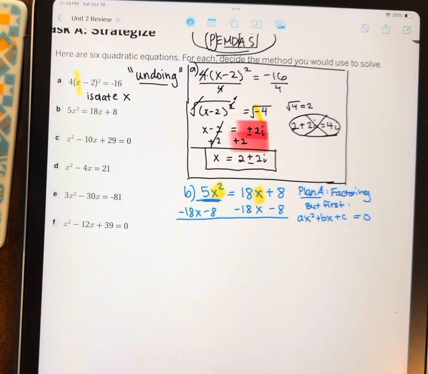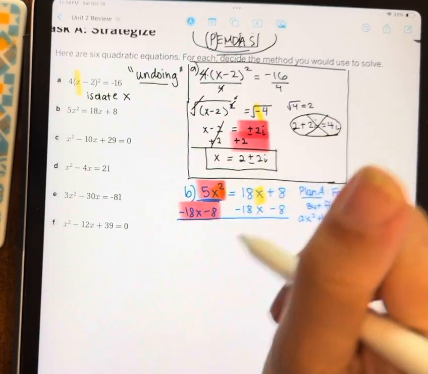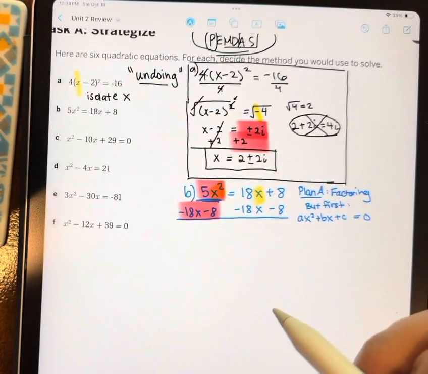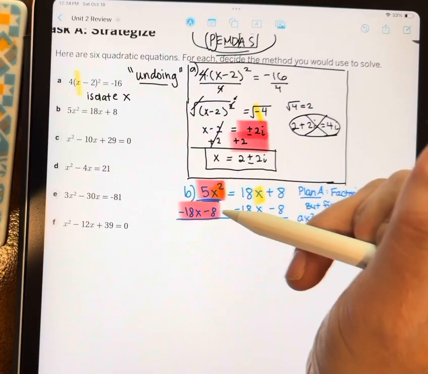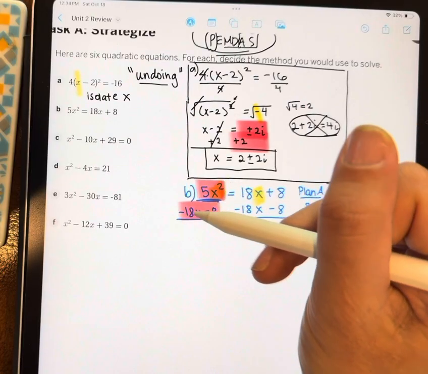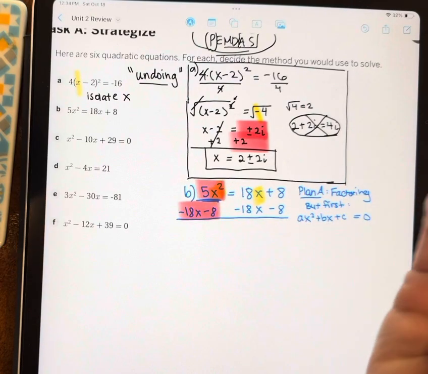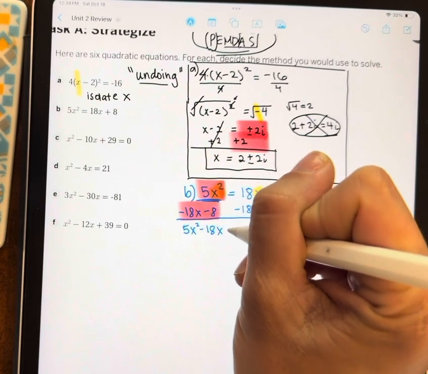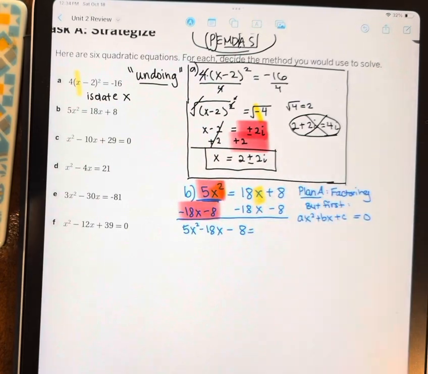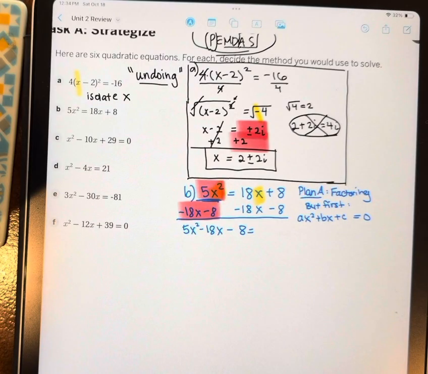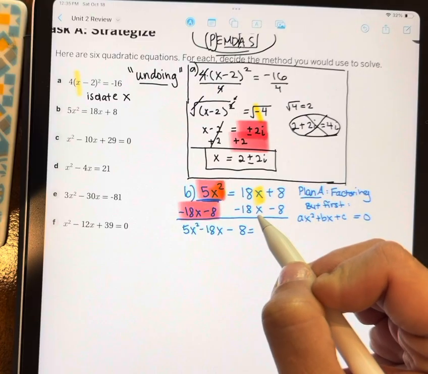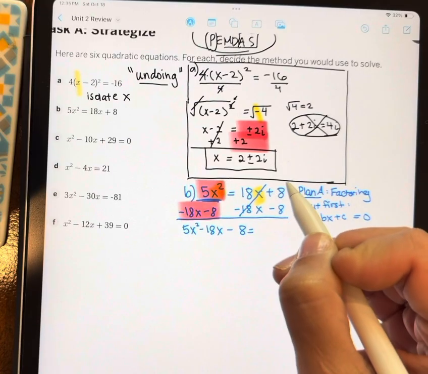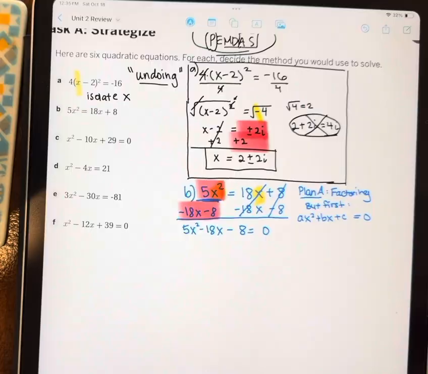Let's highlight this in red, an area of error for you guys. You start trying to combine some of these things with each other. That's an x squared, that's an x, that's a constant. These are not like terms. None of them combine with each other. This is just 5x squared minus 18x minus 8, and that's it. It stays just like that, okay? And then here, 18x plus 8 minus 18x minus 8, cancel and cancel, and now we got our 0.